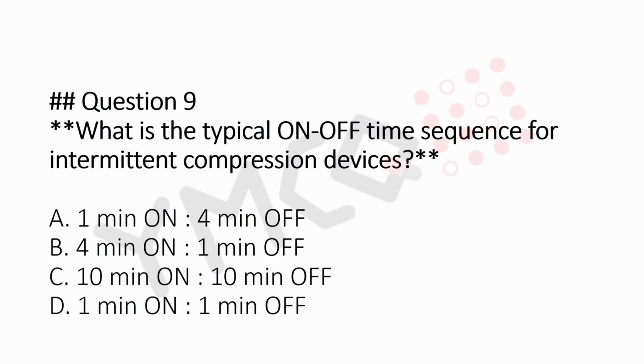Now let's move to question number 9. What is the typical on-off time sequence for an intermittent compression device? Option A. 1 minute on, 4 minutes off. Option B. 4 minutes on, 1 minute off. Option C. 10 minutes on, 10 minutes off. Option D. 1 minute on, 1 minute off. And the answer is Option B. 4 minutes on, 1 minute off.